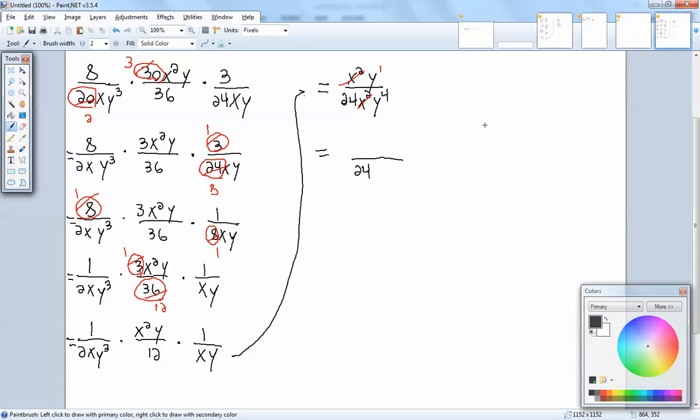Now let's look at the y's. When you got y to a power over y to a power, you subtract the smaller exponent from the larger one. So 4 minus 1 is 3. And we'll have y to the third power where the larger exponent was, which is on the bottom. Now notice everything disappeared up on top. If everything disappears in a fraction, you're always left with a 1. So that would be your answer.